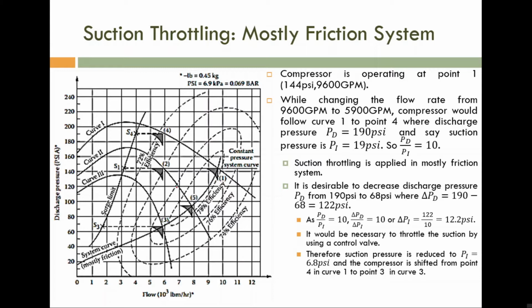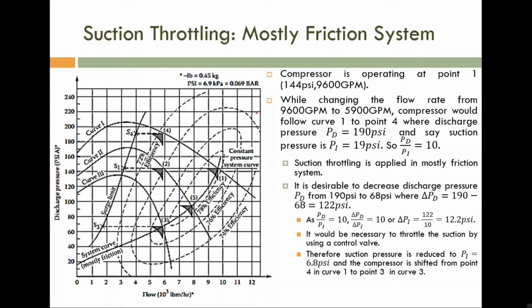If the system is demanding 5900 gallons per minute, then we need to give only around this pressure to overcome this friction. That is sufficient. If we want 9600, we need to give this much pressure, that is 144 psi. So here what we are doing is controlling the suction line to get a minimum flow. This topic is suction throttling for mostly friction system.